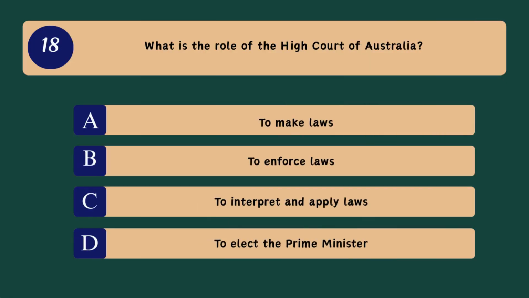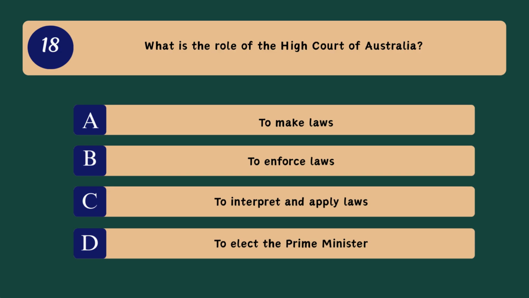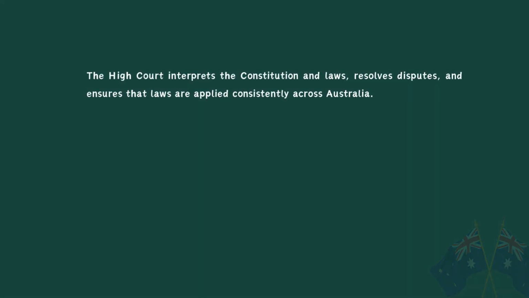Question 18. What is the role of the High Court of Australia? A. To make laws. B. To enforce laws. C. To interpret and apply laws. D. To elect the Prime Minister. Correct answer. C. To interpret and apply laws. The High Court interprets the Constitution and laws, resolves disputes, and ensures that laws are applied consistently across Australia.